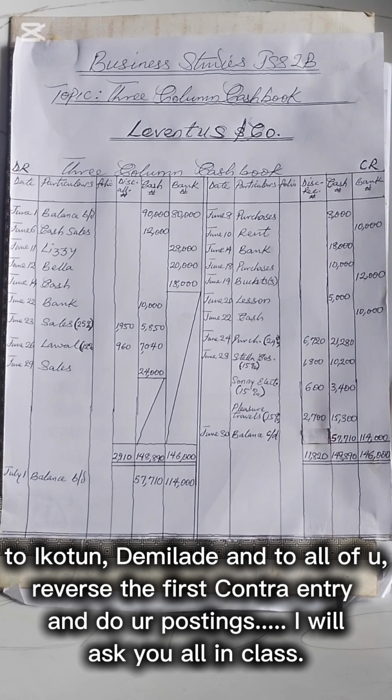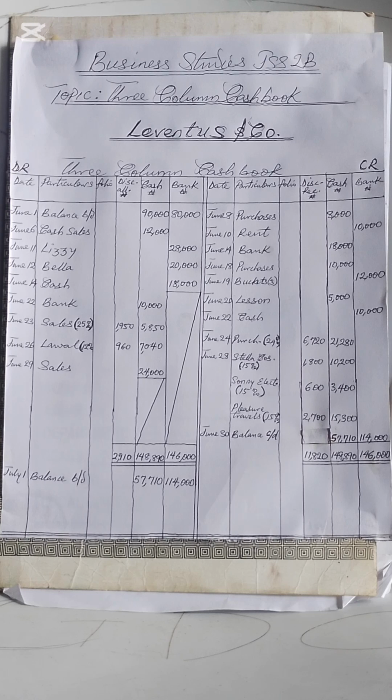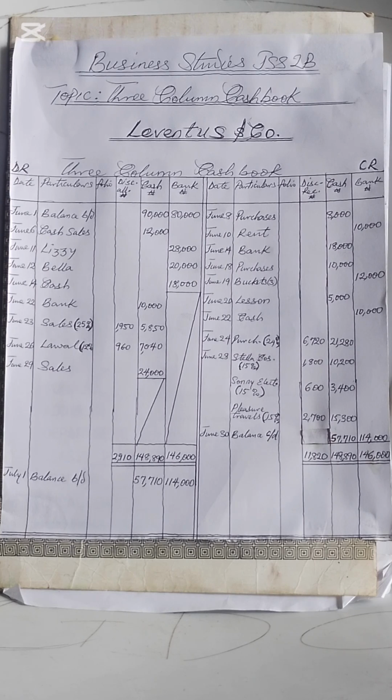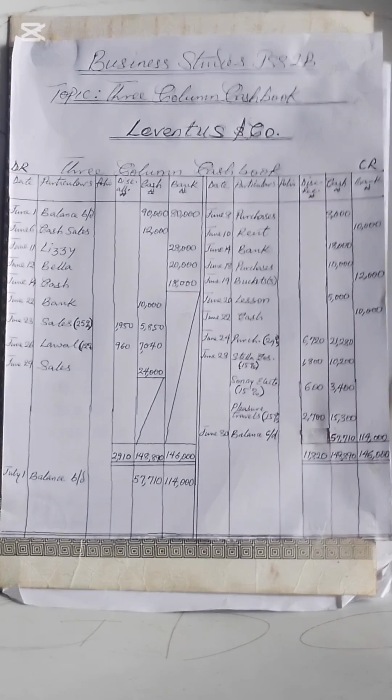Now look at June 23. Sold goods for 7,800, allowed a discount of 25%. Is this discount allowed or discount received? Demilade? This is discount allowed. I know Initu is hearing. Beautiful. Now, discount allowed, you do your calculation. Find the percentage, 25% of 7,800. That's what you have there on the screen. There's no time to waste.